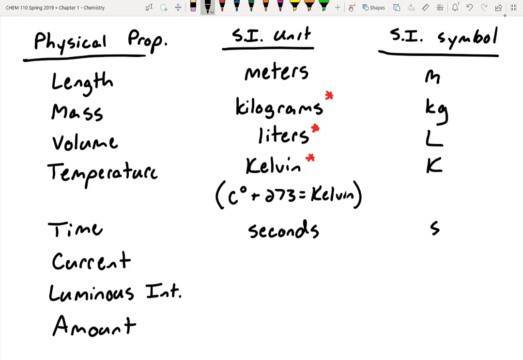Current is a little bit different. How do we measure current in a home? Think about electricity. Not quite. Amps. And the symbol for that is capital A. So that's the current going through wires at your home. That's different than voltage. Voltage, if you go on and talk about physics, that's a potential energy difference.